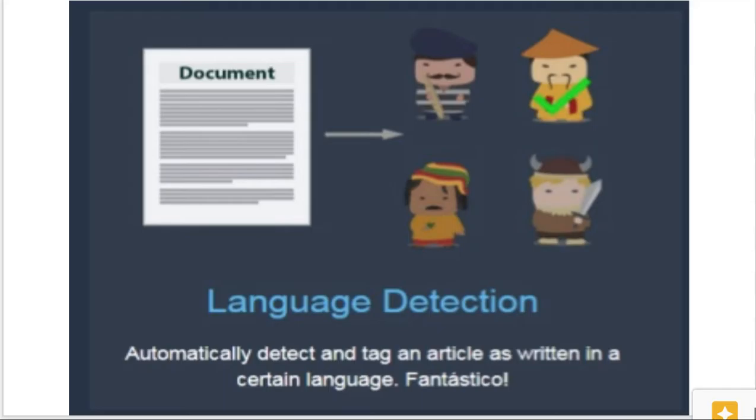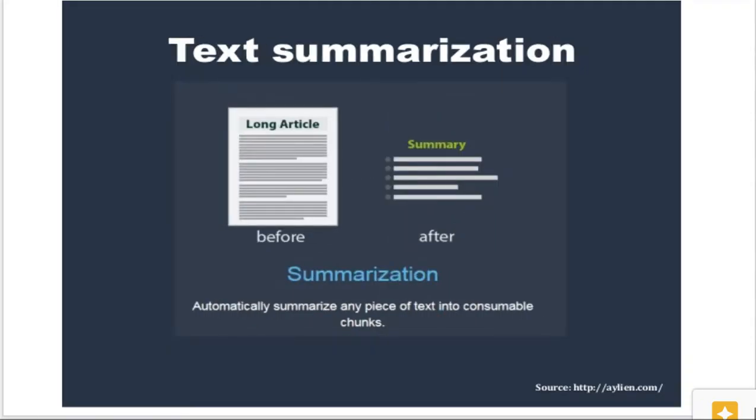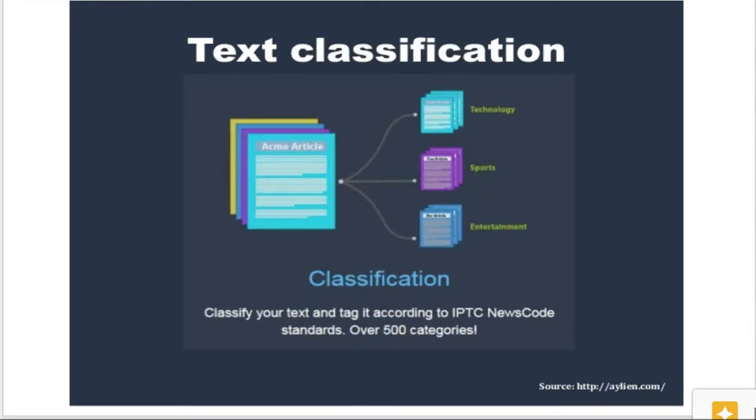Language detection. Automatically detect and tag an article as written in a certain language. Sentiment analysis. Identify positive, negative sentiment within any documentation, web page, or tweet. Text summarization. Automatically summarize any piece of text into consumable chunks. Text classification. Classify your text and tag it according to IPTC News Code standard.